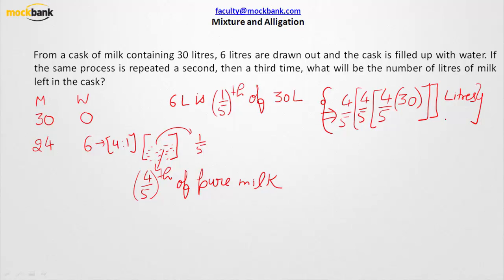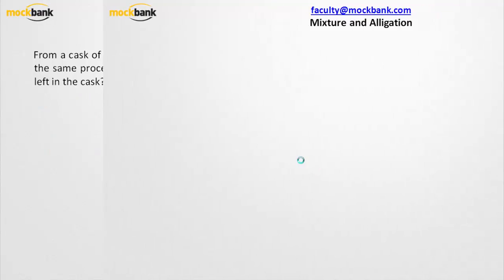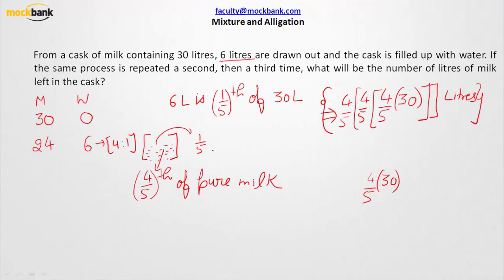Isn't it very simple? Not only with the same amount, you can do it with different amounts as well. So you can say that you have got 30 liters of milk. First you take 6 liters out, right? I'm just narrating a question. Say for example, I have 30 liters of pure milk. I am taking out 6 liters. So how much am I left with? I'm left with 4/5 of this, because 1/5 has already gone, right?